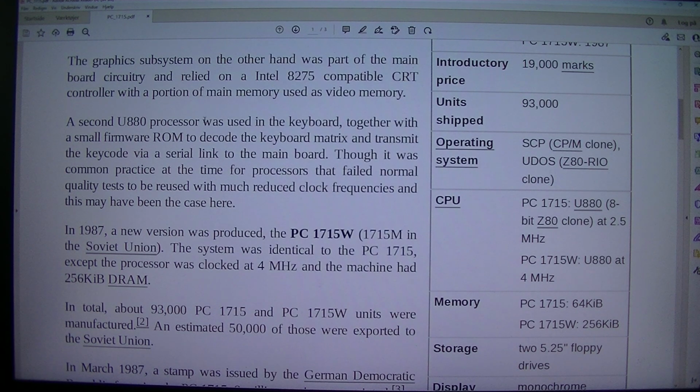A second U880 processor was used in the keyboard, together with a small firmware ROM to decode the keyboard matrix and transmit a keycode via a serial link to the main board. Though it was common practice at the time for processors that failed normal quality tests to be reused with much reduced clock frequencies, and this may have been the case here.